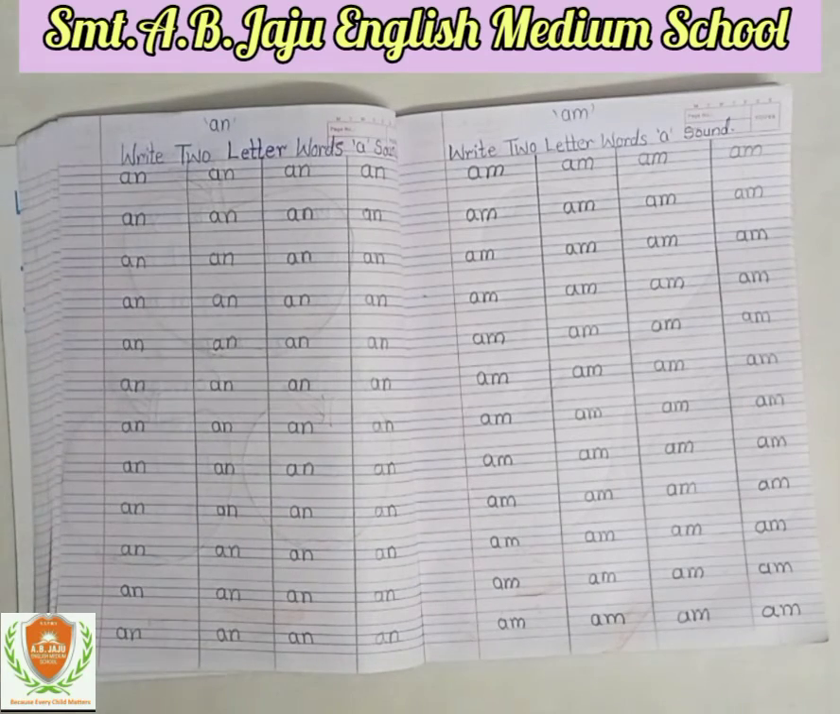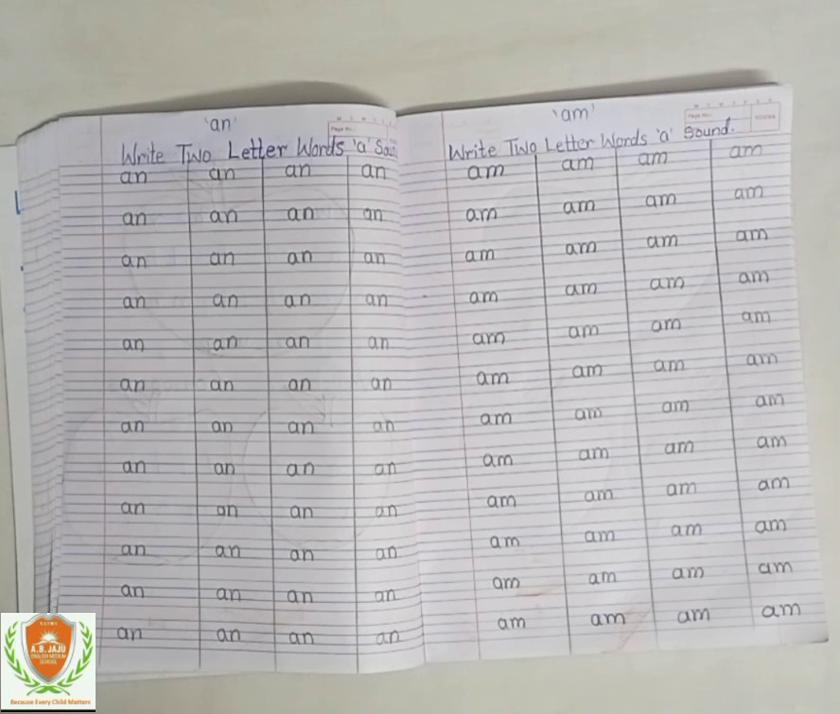Write down two pages, click the photo and send it on the group, okay. Writing should be neat and clean. Revise letters again and again. Two letter words means you will learn and say the two letter words with sound. Okay, we will meet in the next video.